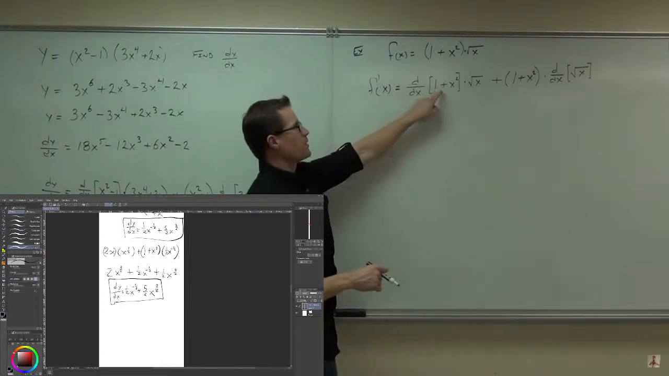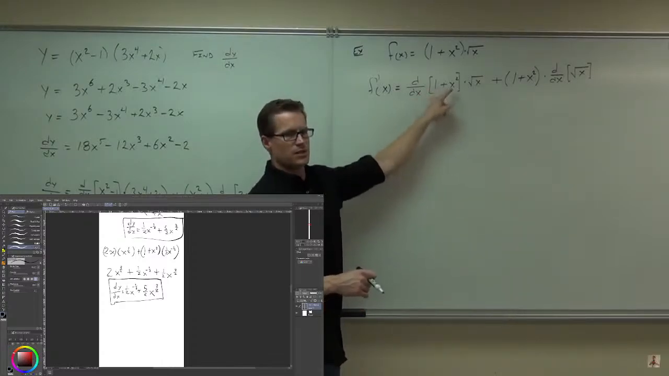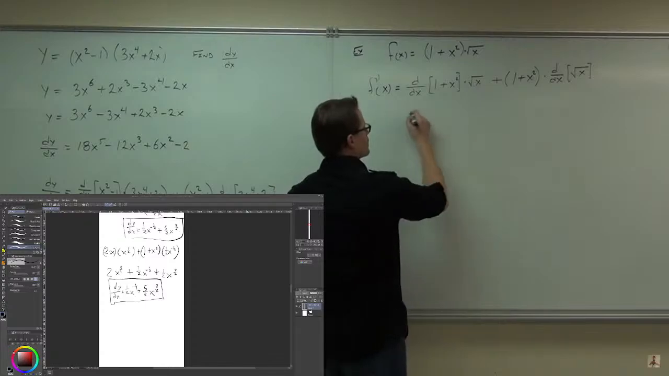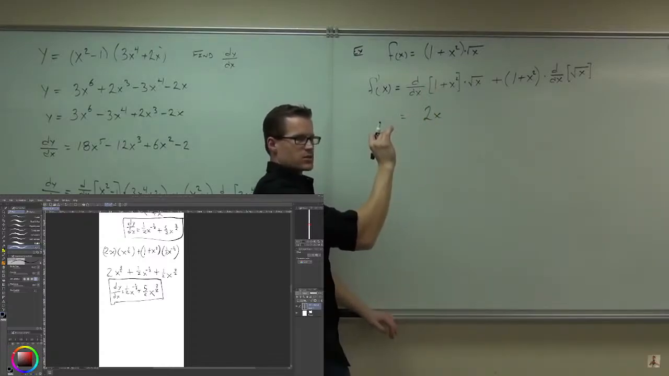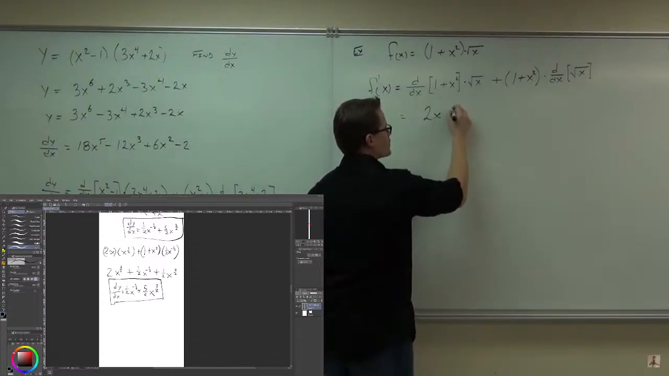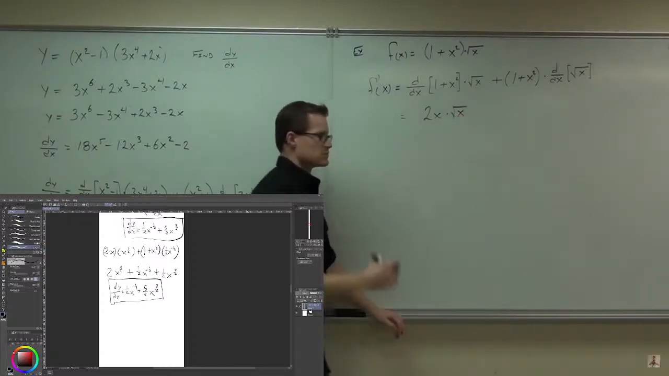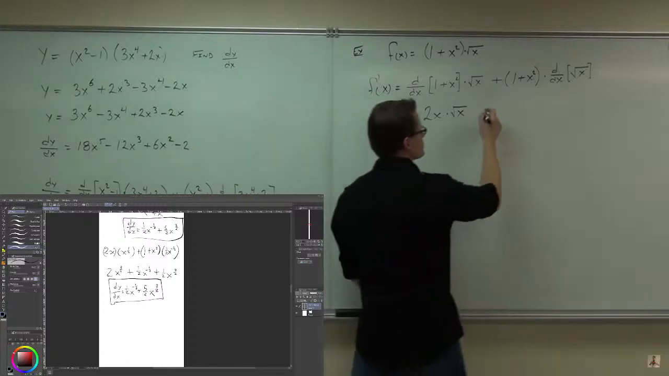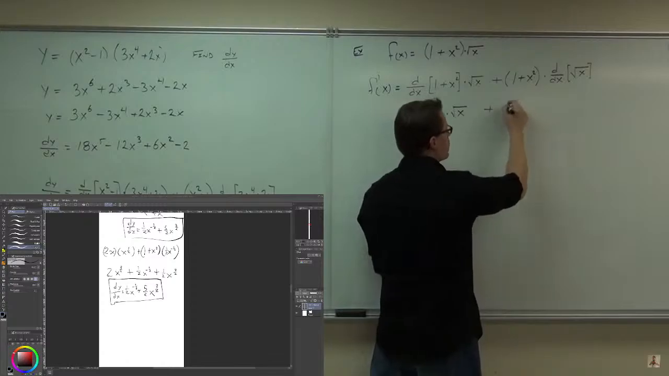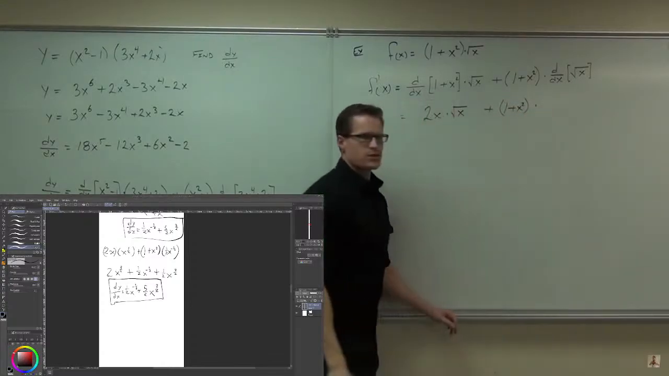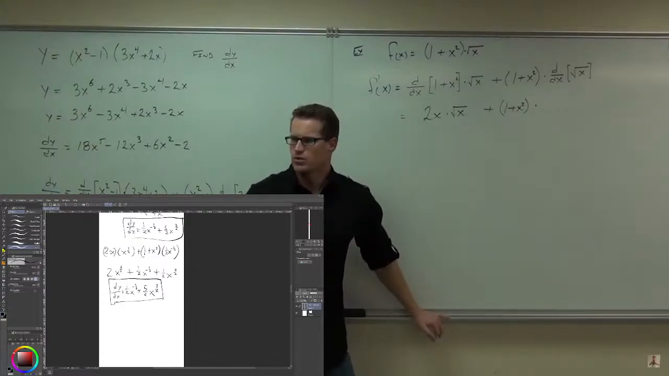Derivative of 1 plus x squared, what does this give you, please? Great, derivative of 1 is 0. Derivative of x squared is 2x times the square root of x. Plus, do I take the derivative of this? No. Okay, so 1 plus x squared, I'll leave it in parentheses, times, oh, derivative of the square root of x. Might want to change that, huh?